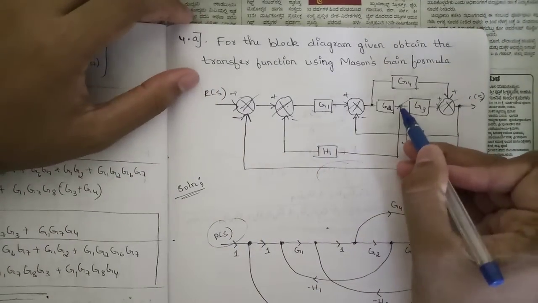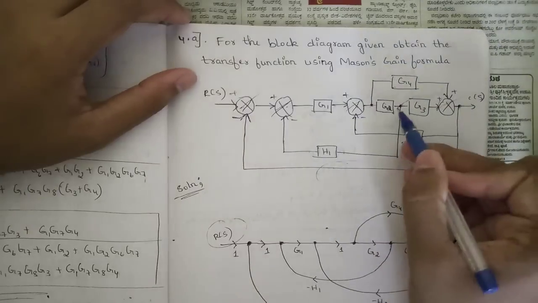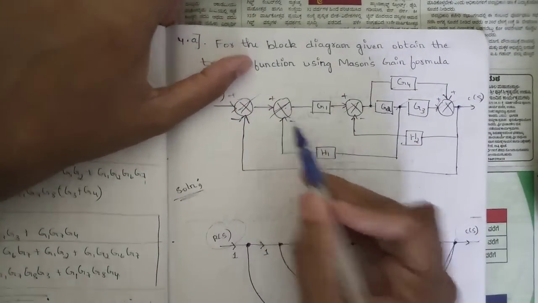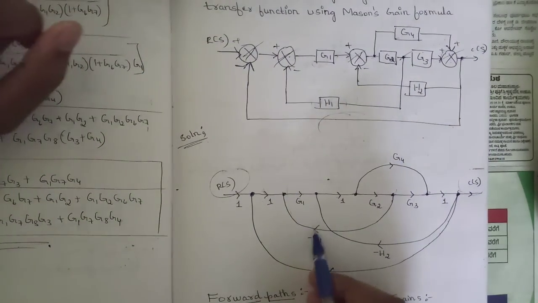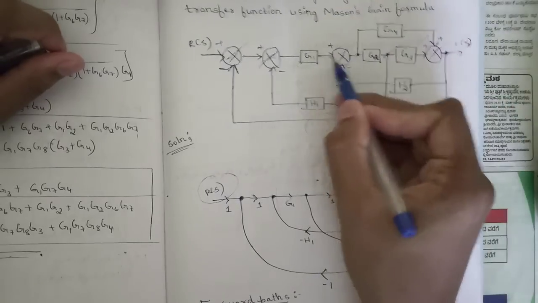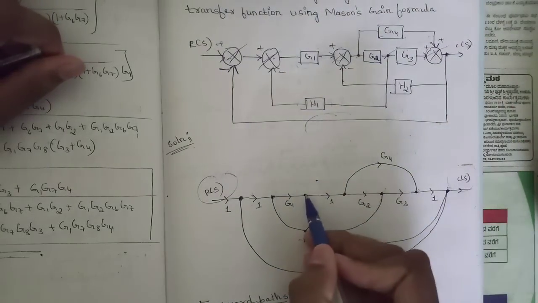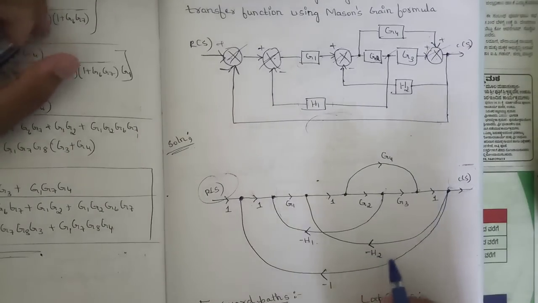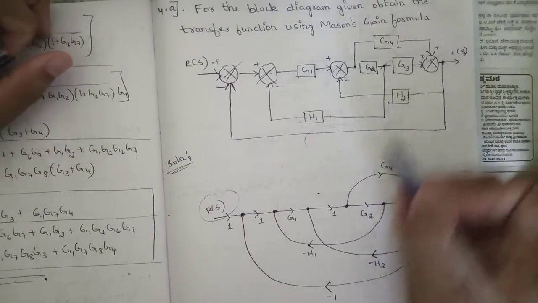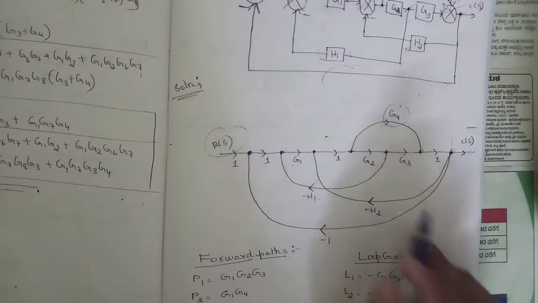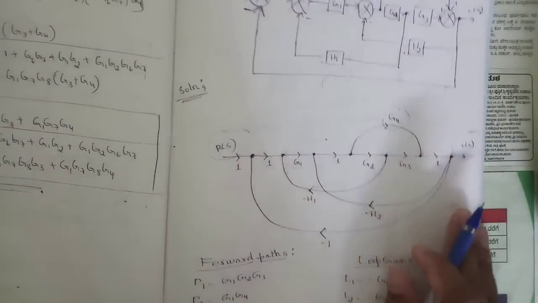Similarly, from this takeoff point between G2 and G3, it is touching the second summing point with the feedback of H1, minus H1. From here to here the direction is like this, minus H1. And from this takeoff point, it is touching this summing point, which is represented by one node, with the direction in this direction of minus H2. And here from this takeoff point to this summing point, I have drawn it with the direction like this, that is the gain G4. And this is the G1 G2 curve. So like this I have drawn the signal flow graph with all the directions and all the gains here.